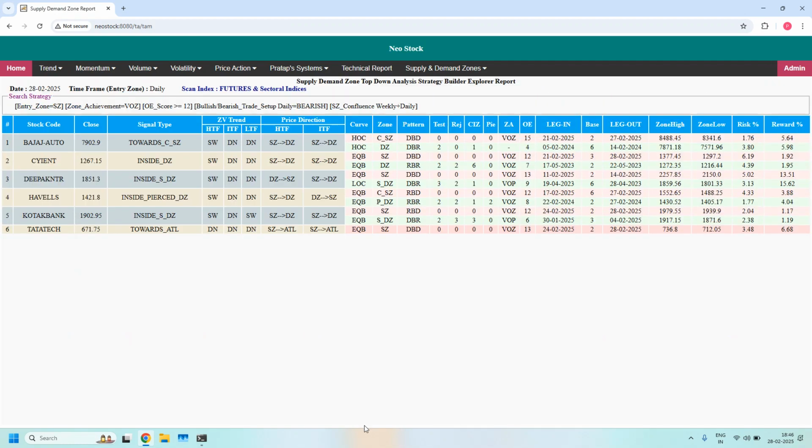So all 6 stocks are filtered. That means in all these 6 stocks, these daily supply zones are overlapped with weekly supply zones. And the weekly trend is down in all these stocks. ITF trend. If any of the weekly supply zones are having weekly EMA confluence, those stocks are even more high probability to get the success.